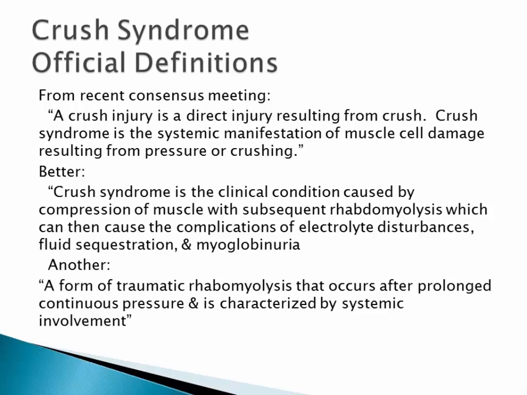Another definition would be that it's a form of traumatic rhabdomyolysis that occurs after prolonged continuous pressure and is characterized by systemic involvement. So crush syndrome includes a localized crush injury along with systemic manifestations of muscle cell damage such as shock, rhabdomyolysis, and renal failure.